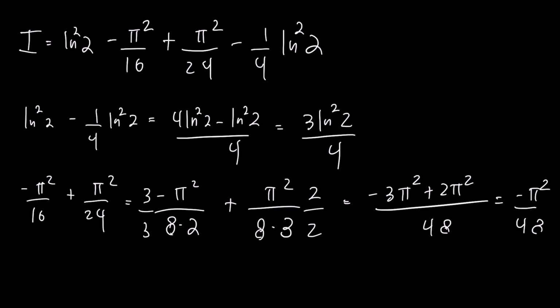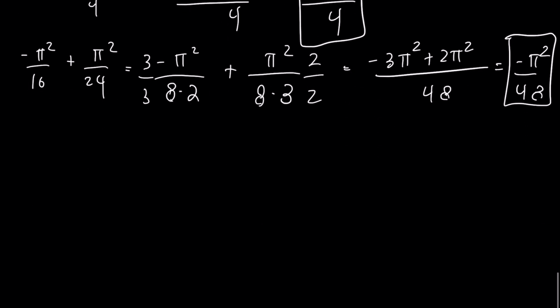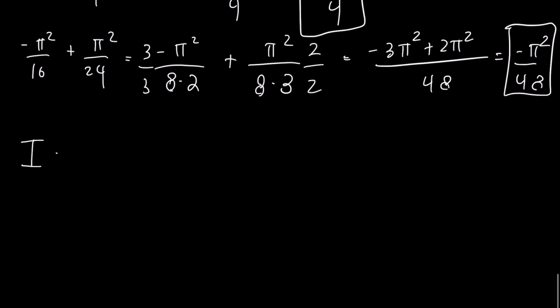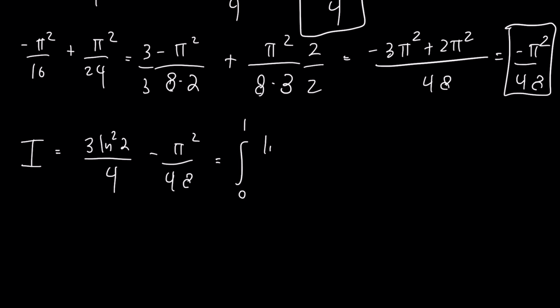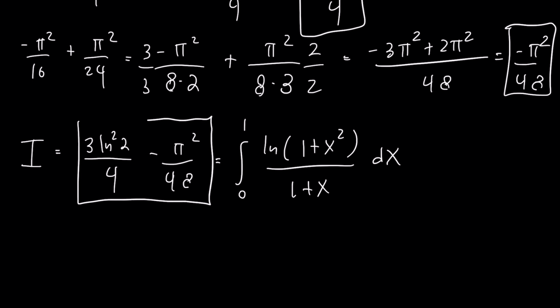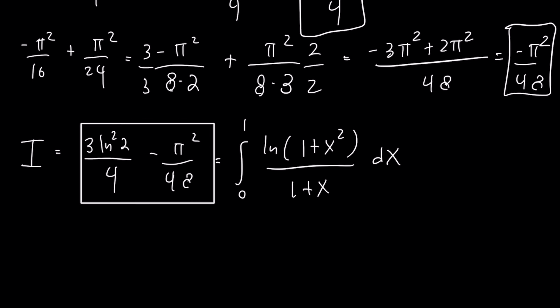And then combining this term and this term, we now have that our integral will be 3 squared logarithm of 2 divided by 4 minus pi squared over 48, which is equal to the integral from 0 to 1 of the natural log of 1 plus x squared divided by 1 plus x dx. And so this is the final result.